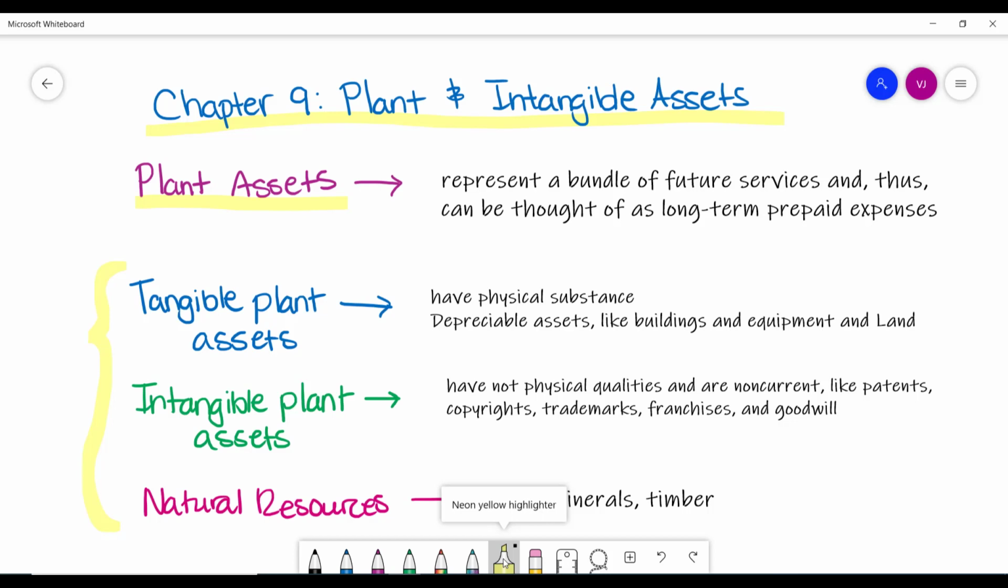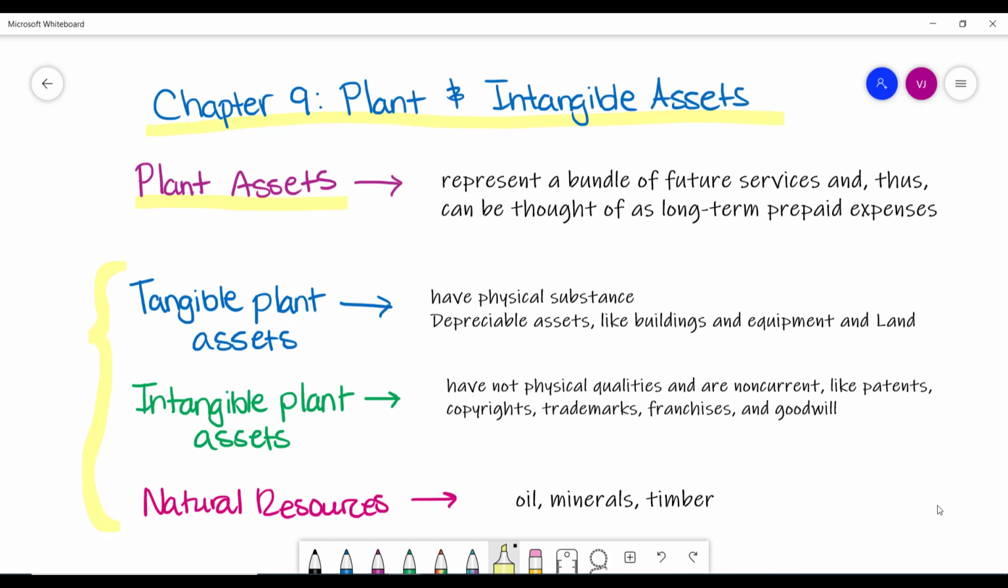Now, a second major category of plant assets would be intangible plant assets. So if something is intangible, that means it can't be touched. It doesn't have physical qualities. So these would include assets that are non-current but that lack physical substance. So examples of this would be things like patents, copyrights, trademarks, franchises, and goodwill.